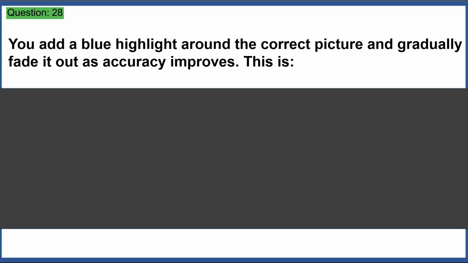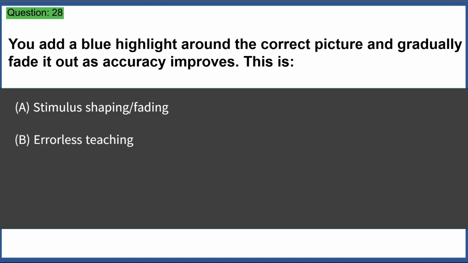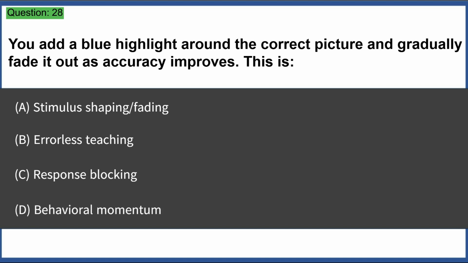You add a blue highlight around the correct picture and gradually fade it out as accuracy improves. This is A. Stimulus shaping/fading. B. Errorless teaching. C. Response blocking. D. Behavioral momentum. Answer A. Altering stimulus cues then fading.